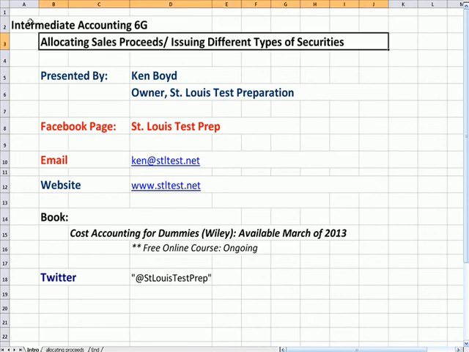Intermediate Accounting 6G, allocating sales proceeds to different types of securities.